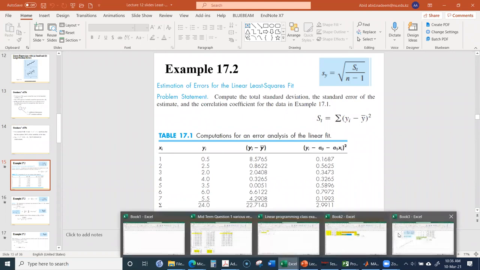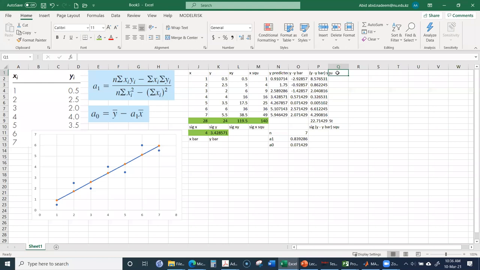So this we can find from here like this. Well, we can write it like this: y minus a naught minus a1x, square. So how can we find that? This is the given y value and minus the predicted y value is here. The predicted y is given by a naught plus a1x, okay? And then I close it and take the square and then it will be 0.16, and copy it here, and I need this space for this sum.